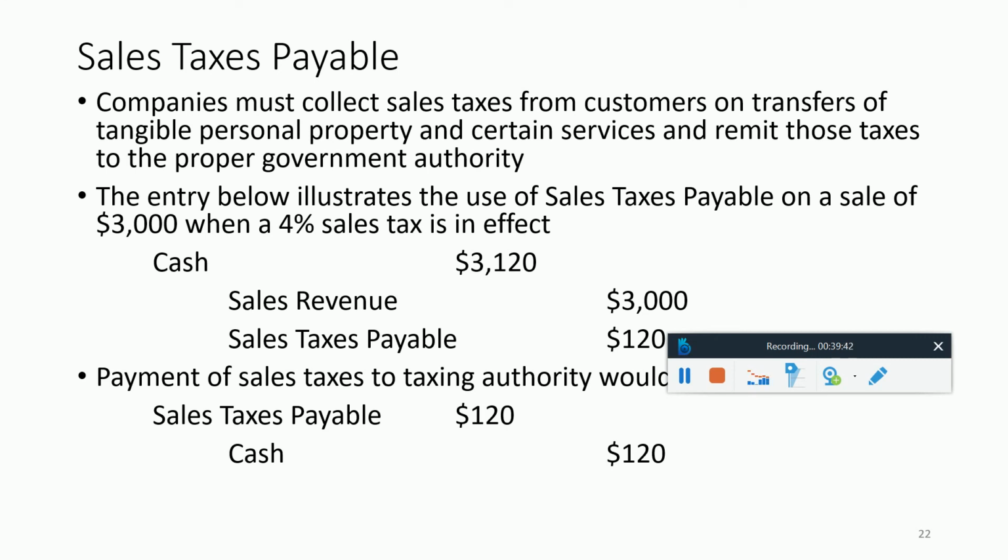They're going to credit sales revenue for the amount of the sales revenue component only, which was $3,000, and then they're going to credit sales tax payable for $120. Now, when they remit payment to the taxing authority, they're going to debit that liability, and they're going to credit cash.